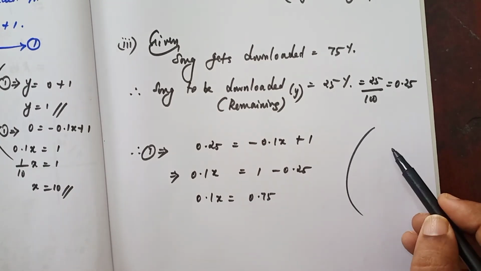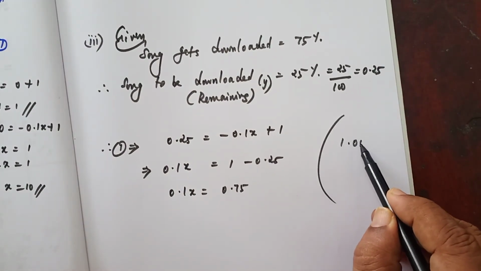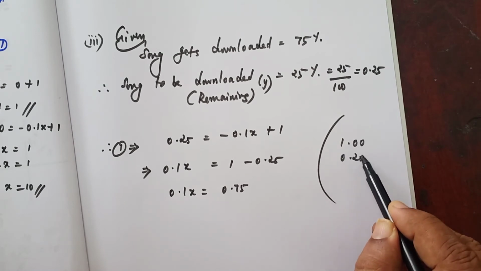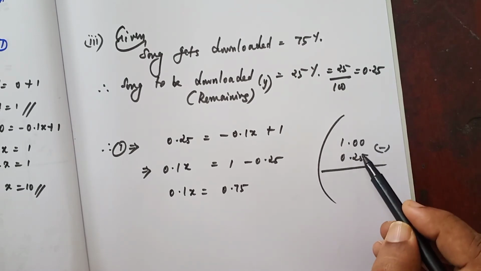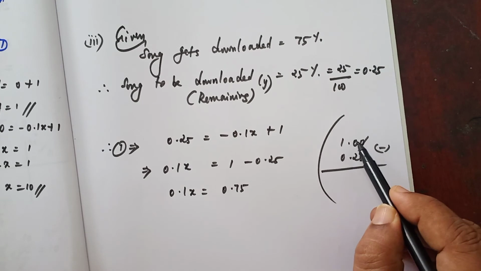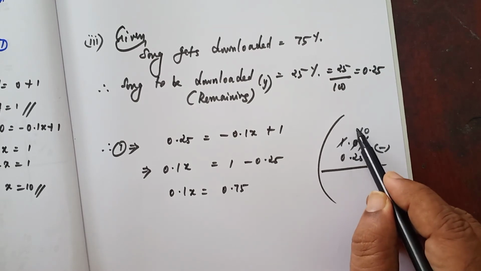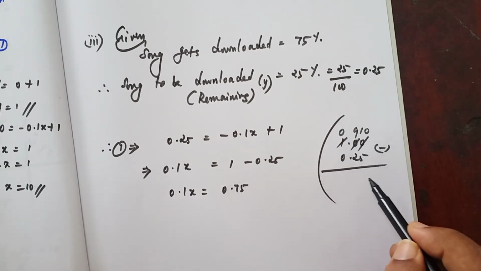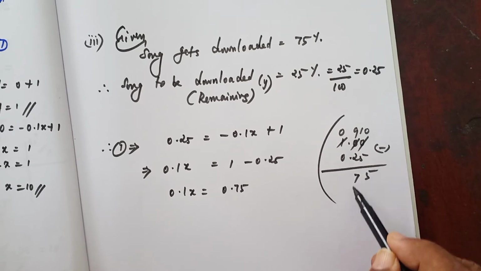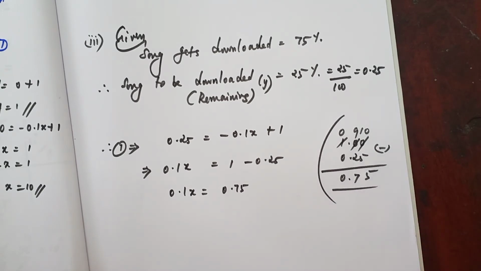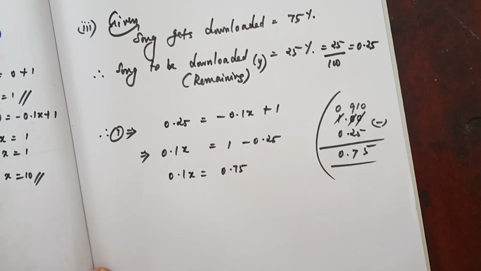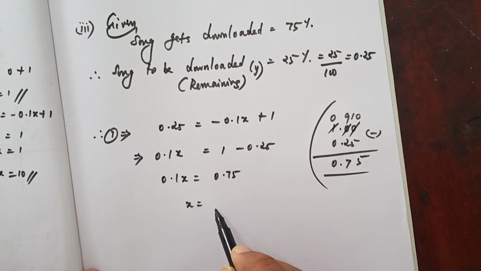I do the calculation here. 1, that is 1.00, 0.25, have to subtract. To subtract, it will be 10, this is 9, it will be 0, 10 minus 5 is 5, 9 minus 2, that is 7, 0 minus 0, that is 0, 0.75. Then x, that is equal to 0.75 divided by 0.1.